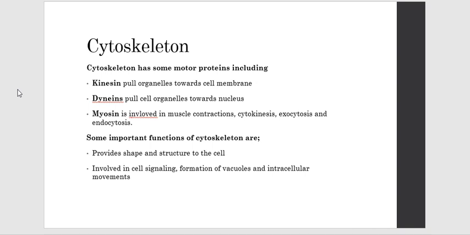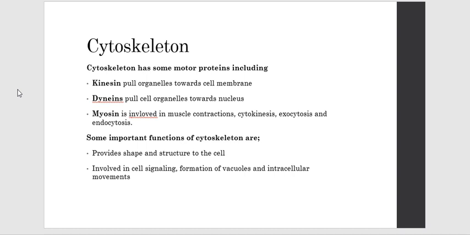The cytoskeleton has some motor proteins including kinesin, dyneins and myosin. Kinesins pull organelles towards the cell membrane, so the organelles which have to remain close to the cell membrane need kinesin there. Dyneins pull the cell organelles towards the nucleus. Myosin is involved in muscle contraction, cytokinesis, exocytosis and endocytosis processes.